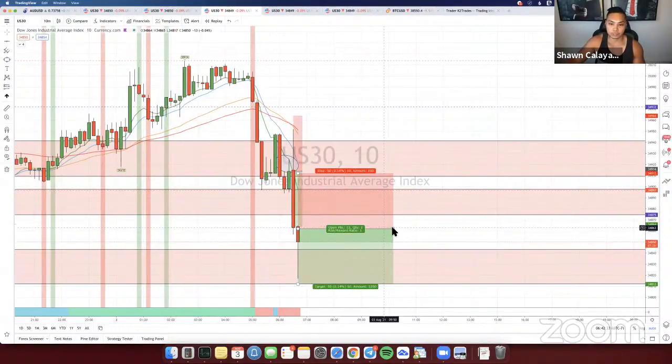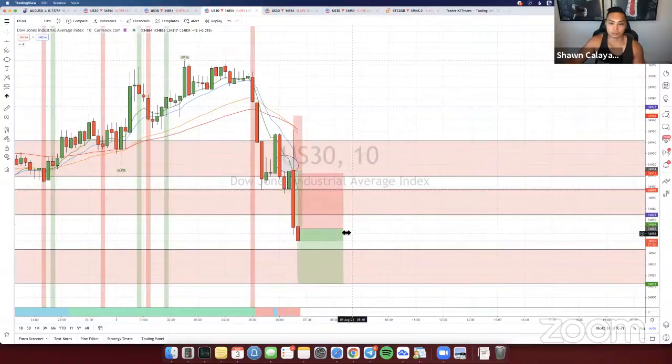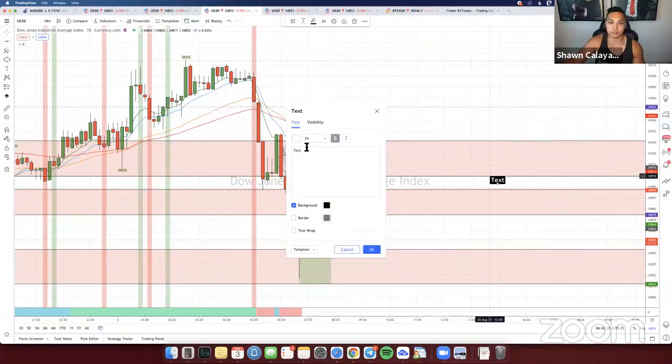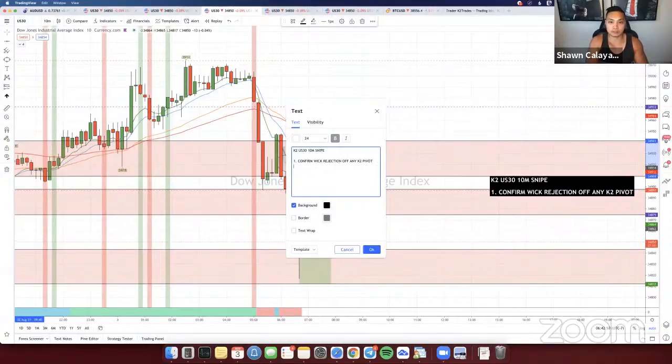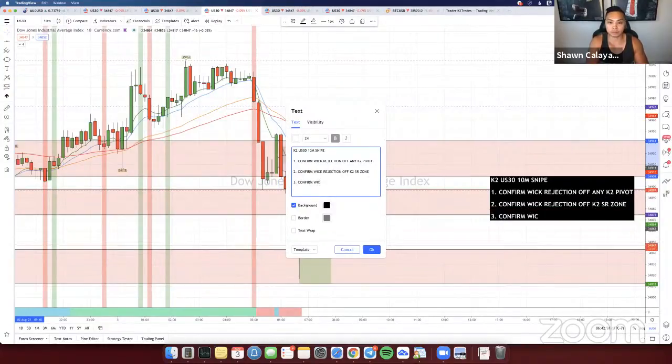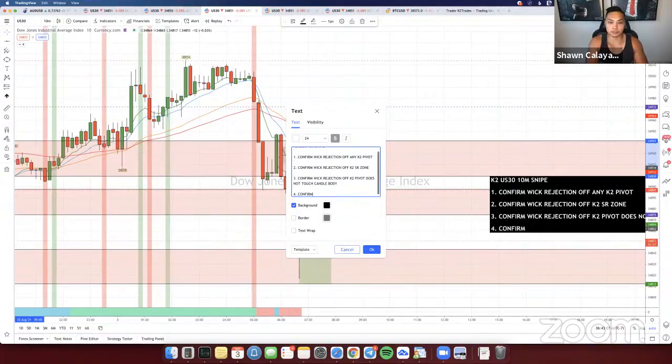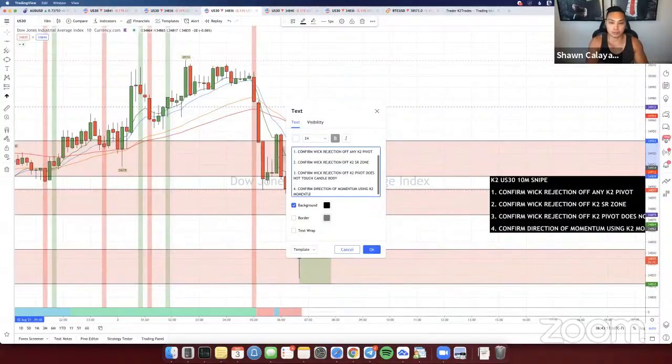And if you guys aren't familiar with the strategy, I'll go ahead and put the requirements over here real quick so that you guys can be refreshed, for the people who are new here. This is the K2 US 30 10-minute snipe. First, you want to confirm wick rejection off any K2 pivot. Second, confirm wick rejection off K2 SR zone. Third, confirm wick rejection off K2 pivot does not touch the candle body. And lastly, confirm direction of momentum using K2 momentum indicator.